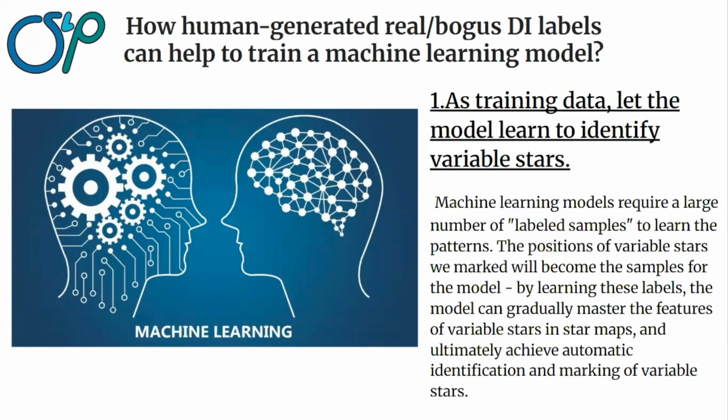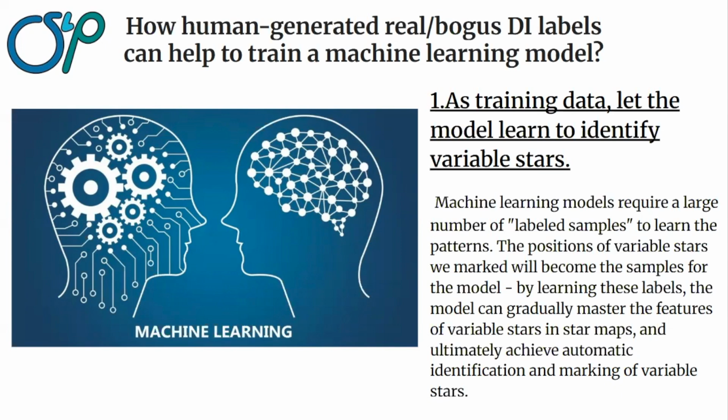Slide, please. The second part of the future approaches will discuss how human-generated real-bogus DI labels can help to train a machine learning model. In general, it can help machine learning in three ways. First, as training data, to let the model learn to identify variable stars. Machine learning models require a large number of labeled samples to learn the patterns. The positions of variable stars we marked will become the samples for the model.